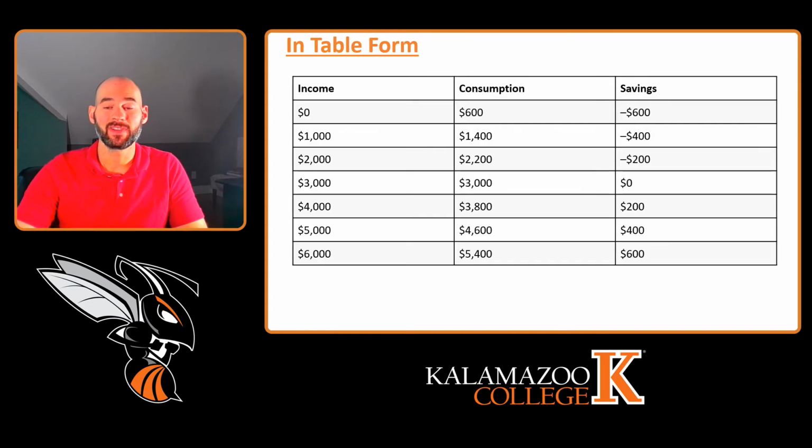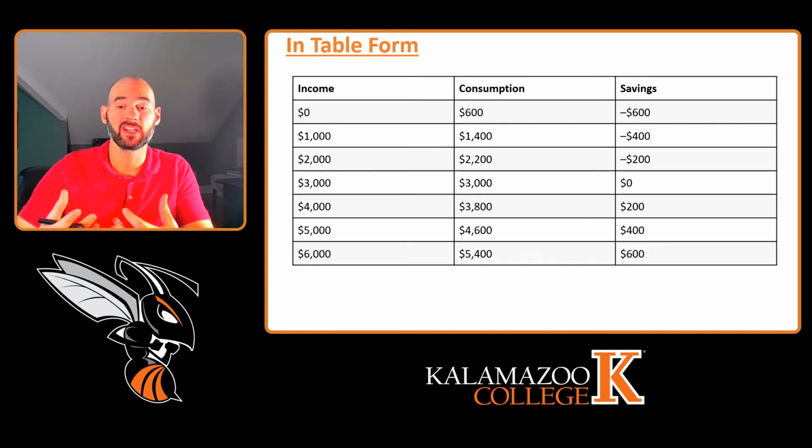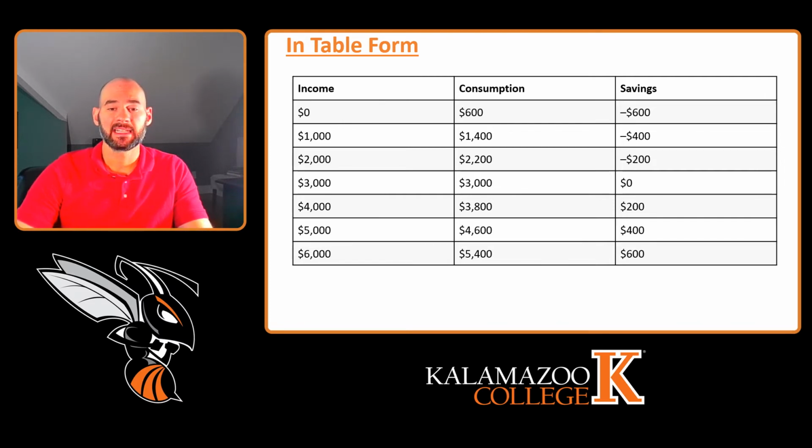So we can see those same features if we were to represent that information in tabular form instead of in graphical form. And first thing that we can notice here is that even when income is zero, we're still going to consume that basic survival consumption of $600. And then we get savings by subtracting consumption from our income, and our savings then is negative 600 as we are spending $600 more than we earn.